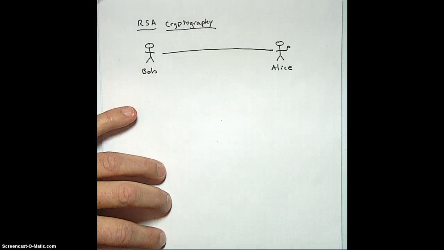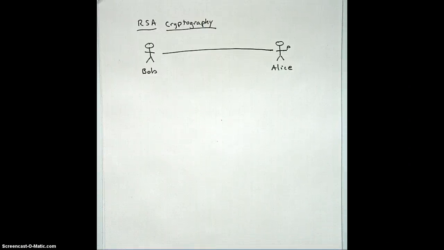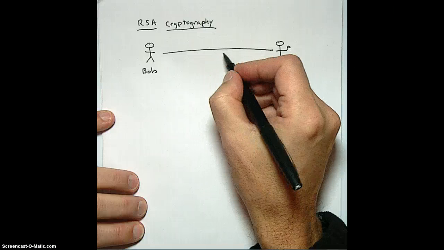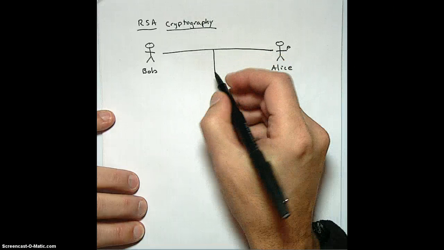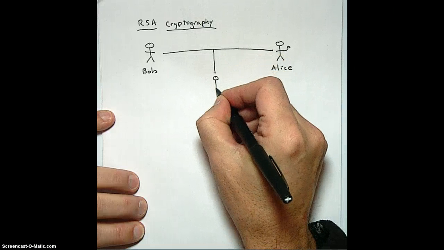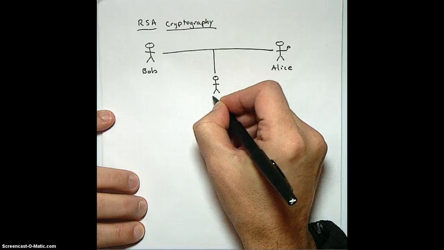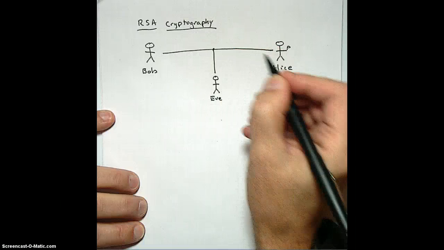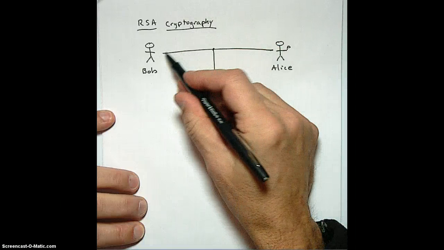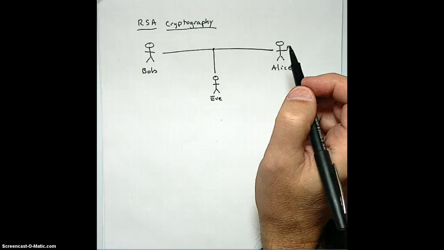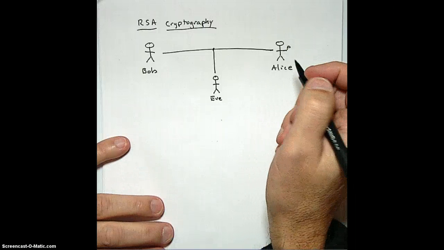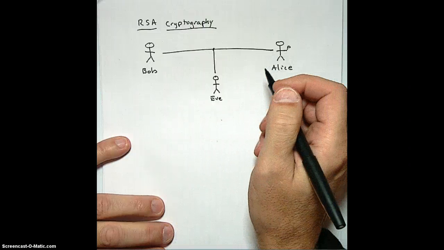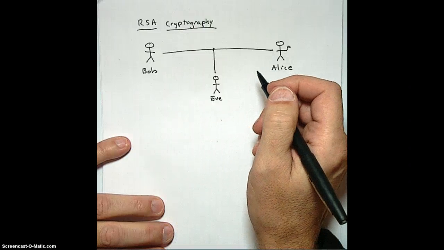The way that Bob wants her to do this, well, Bob has to be a little bit careful because there is this person, Eve, who is the eavesdropper, who can hear everything that's being transmitted over this wire that Alice and Bob are using. And Alice and Bob know that Eve is there, so they take precautions.